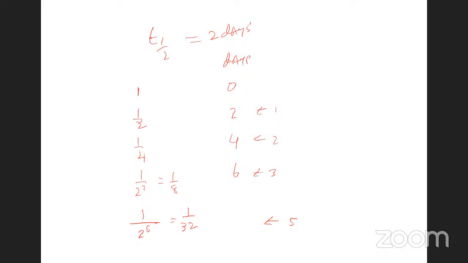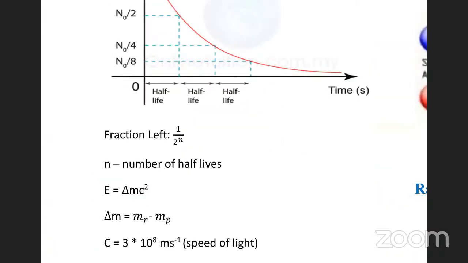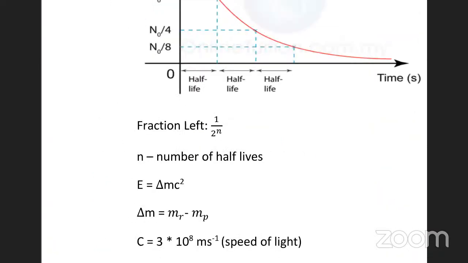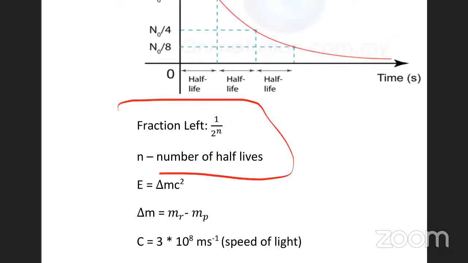Same thing here. If 1/32 is remaining, then how much is gone? 1 minus 1/32. Okay with that? You have to pay attention to what they're asking. If they're asking what is left, you give them these values. If they're asking what is gone, subtract from 1. So there's the formula to learn: 1 over 2 to the power n. Write this down, because we're going to be using this. Make sure you have that formula.